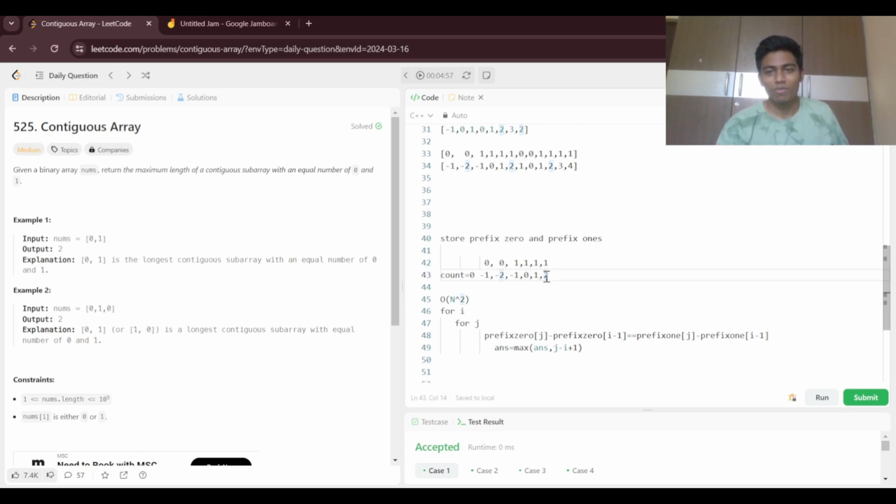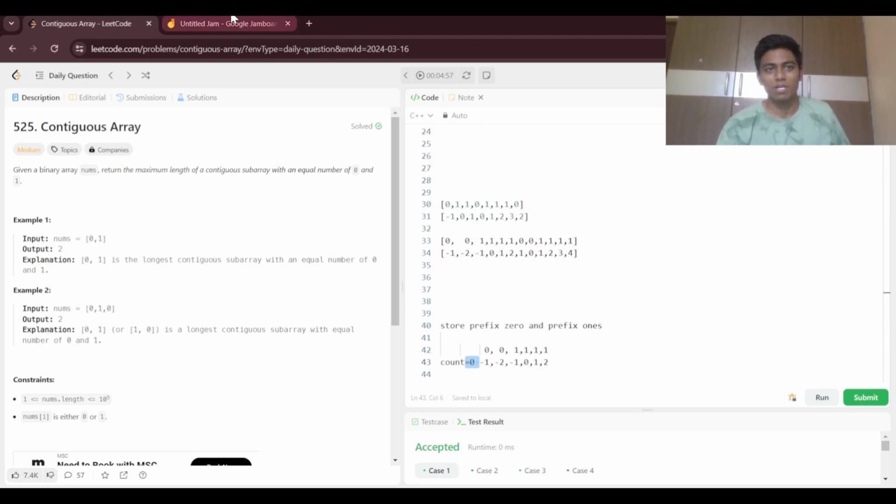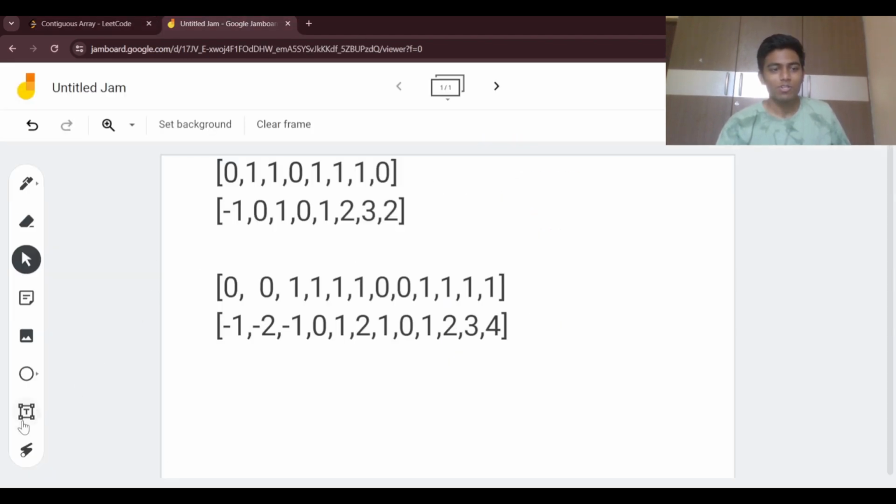That means whenever I meet 0, there must exist a 0 such that if I remove this particular 0, then the number of zeros and ones are matched. This is a match. Why? Because the number of extra ones or zeros should be removed from the prefix of the previous one. Suppose let me consider this particular case.